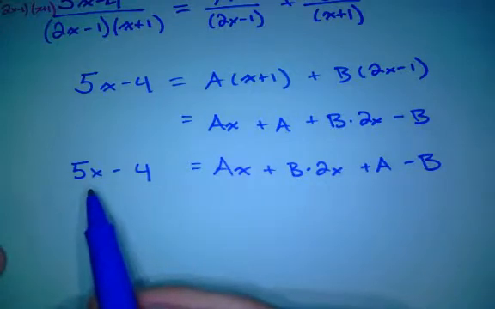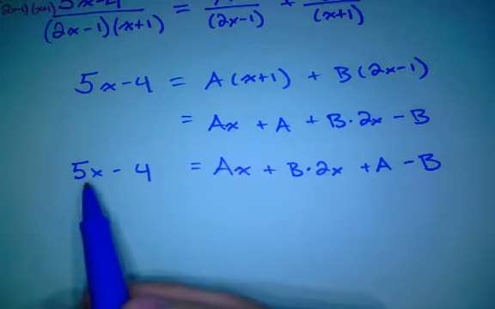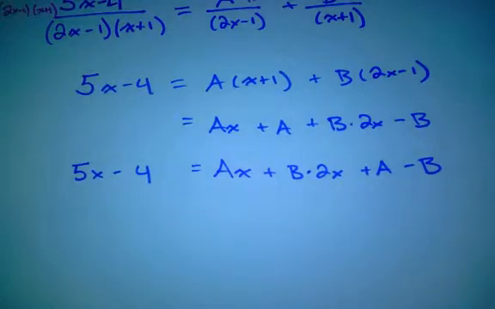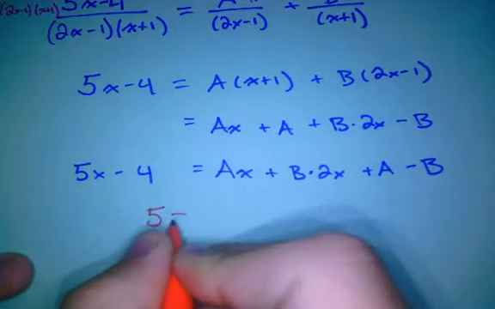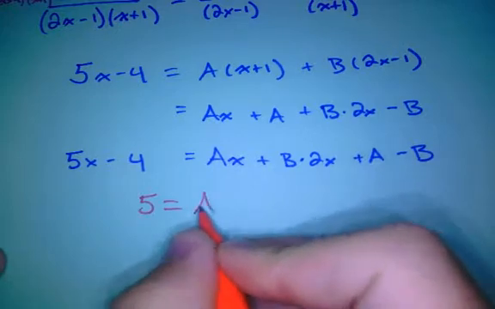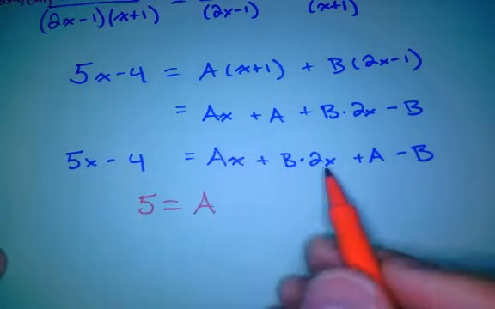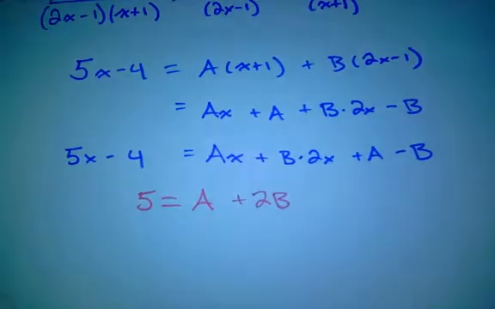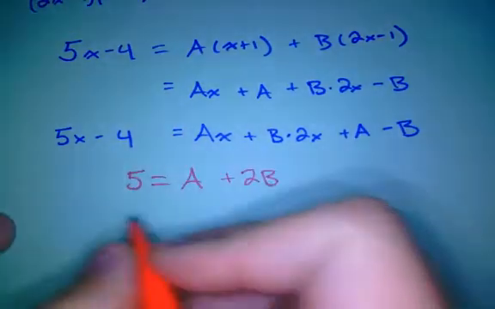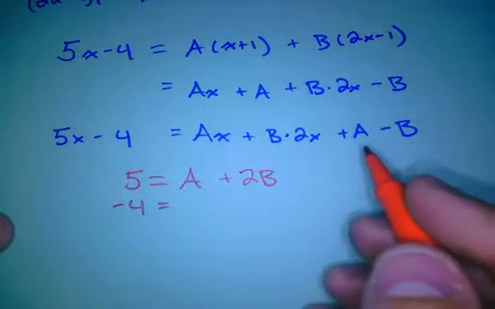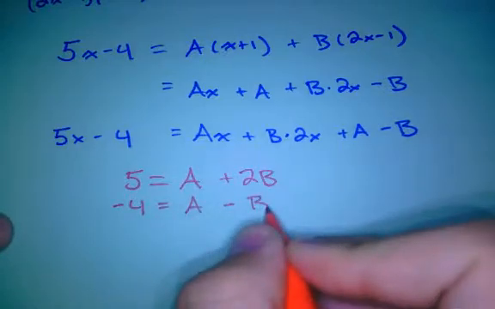Okay, let's look at my x's only. What's my x coefficient on the left side? It's a 5. So do you agree with me that 5 is equal to, what's the x coefficient for A? It's A. That's it. What's the x coefficient for the B? 2B. Let's do the negative 4 now. What's the A minus B?